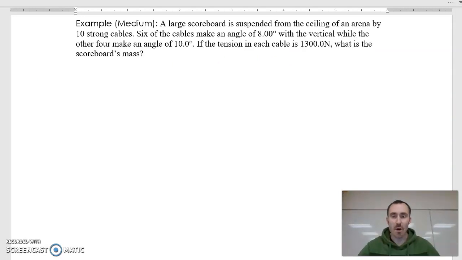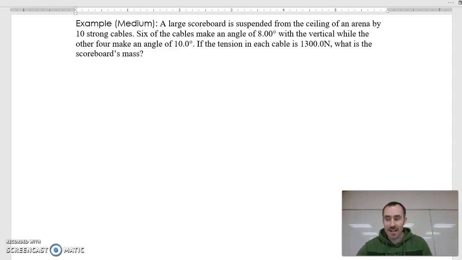Alright, let's try the medium one. A large scoreboard is suspended from the ceiling of an arena by 10 strong cables. Weird way to mount a scoreboard, but sure. 6 of the cables make an angle of 8 degrees with the vertical, while the other 4 make an angle of 10 degrees. If the tension in each cable is 1,300 newtons, what is the scoreboard's mass?